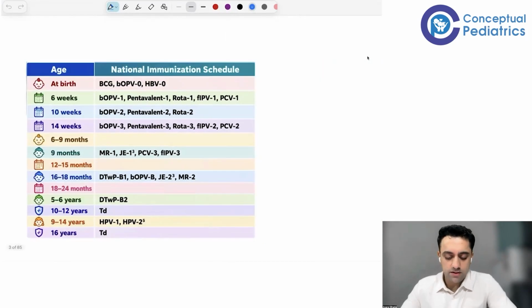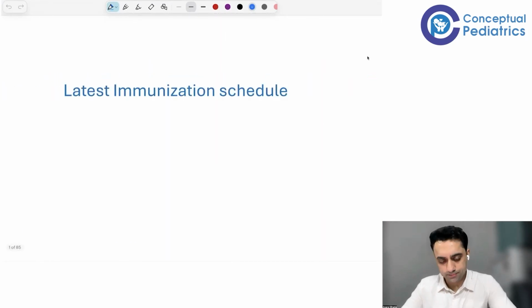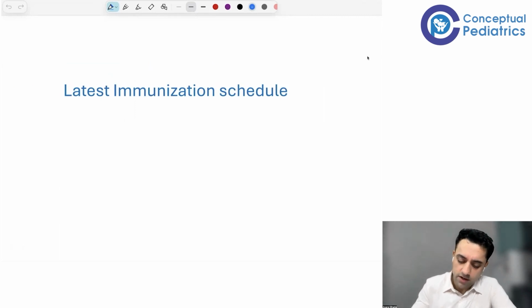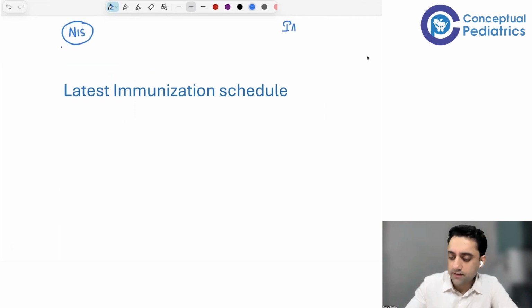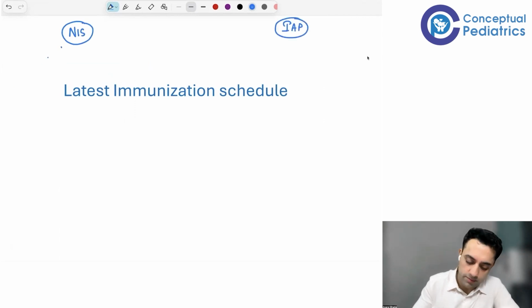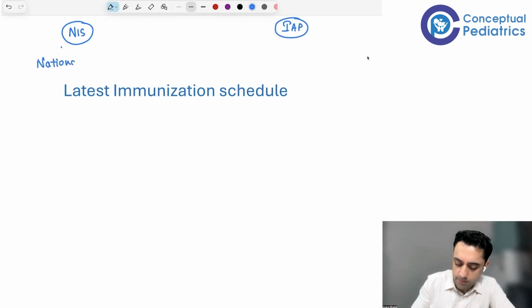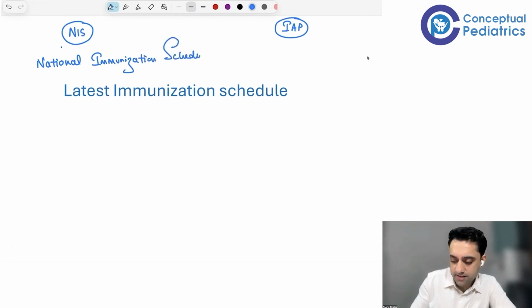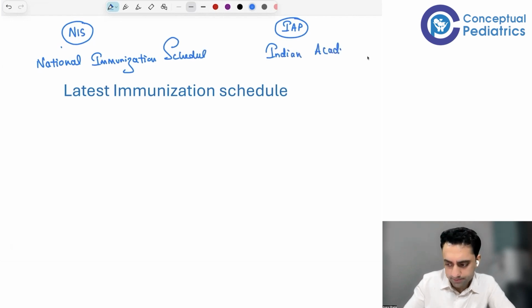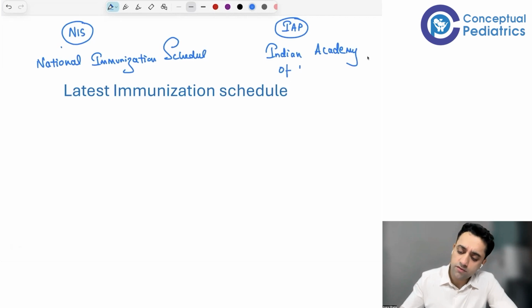So today's topic of choice we're going to talk about is National Immunization Schedule. Now, immunization schedule, very importantly, two types of schedule we have. We have the NIS, that is National Immunization Schedule, and we have the IAP Immunization Schedule. IAP, very importantly, is the Indian Academy of Pediatrics Schedule. Now, we're going to talk about very importantly National Immunization Schedule.